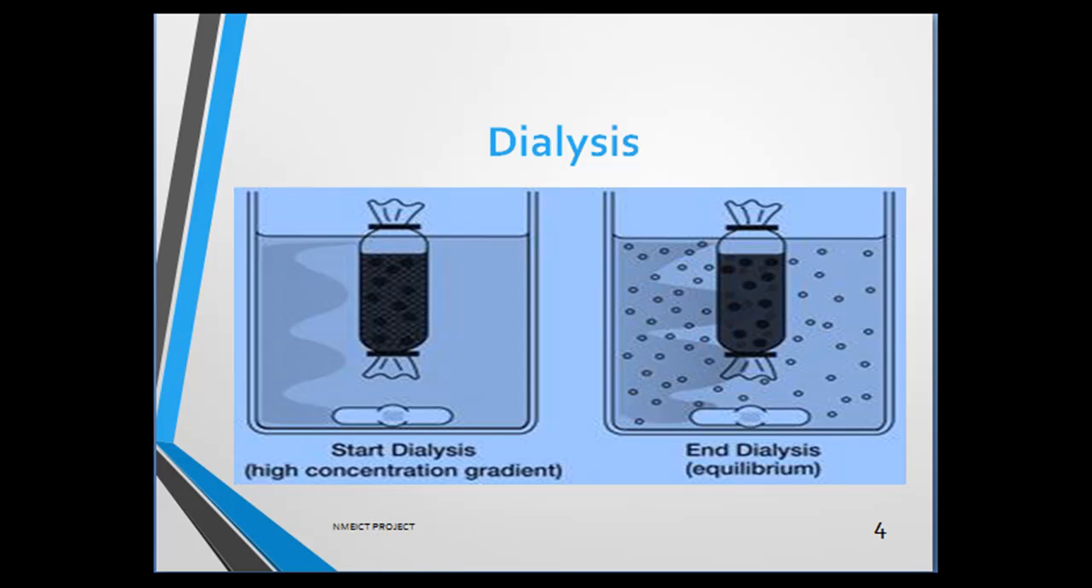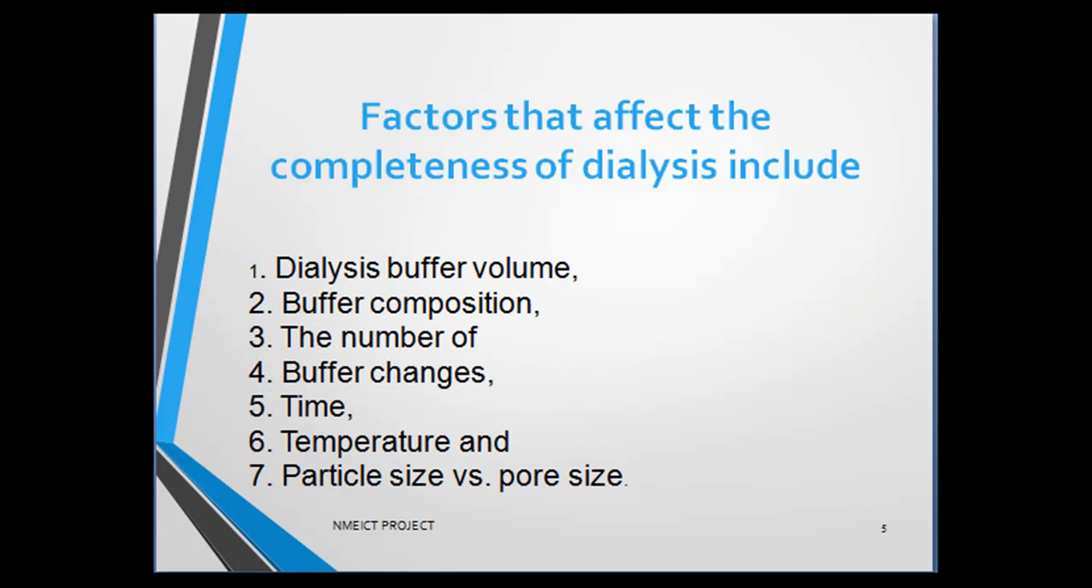What are the factors that affect the completeness of dialysis? Very importantly, dialysis buffer volume, buffer composition, the number of buffer changes, time, temperature, and particle size versus pore size. Substances that are very much smaller than the pore size will reach equilibrium faster than substances that are only slightly smaller than the pores.